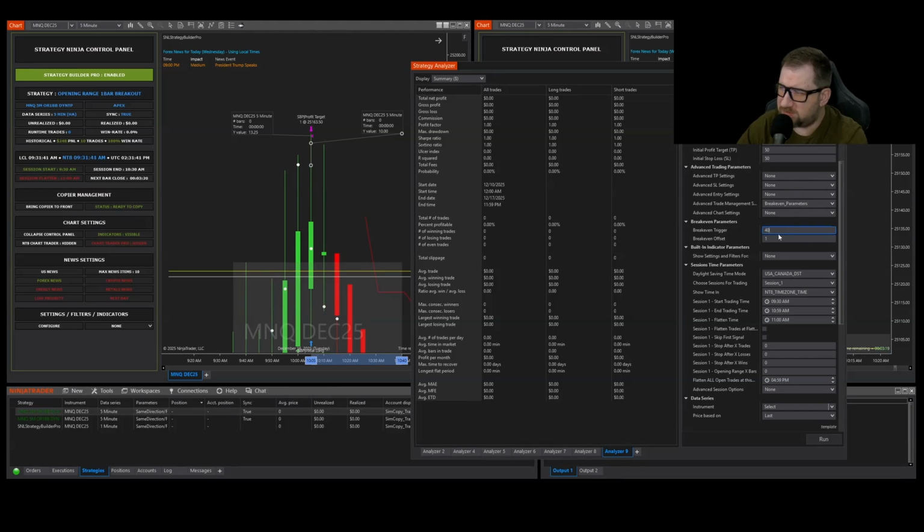So if we would have had this enabled yesterday, we would have been safe. We would have closed out at open and protected a $100 loss.